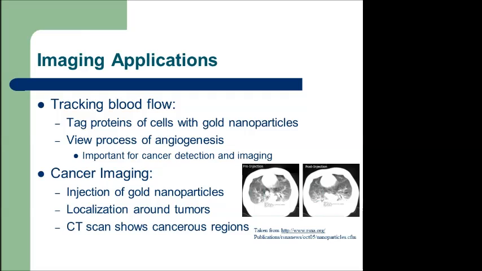And in cancer imaging, injection of gold nanoparticles is used. They localize around tumors. So a CT scan shows cancerous regions with these gold particles through the color change. We have already studied how gold nanoparticles give colored images whenever there is increased intensity or lower density or reaction with others, because gold nanoparticles have special optical characteristics. This is used in imaging applications of tissues.